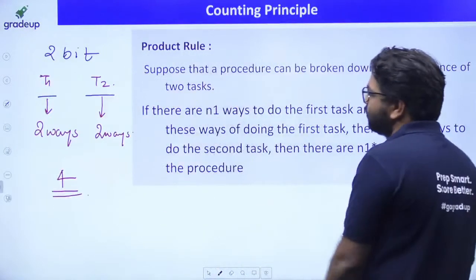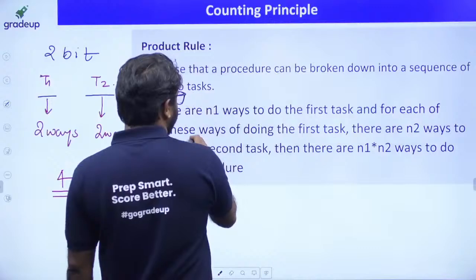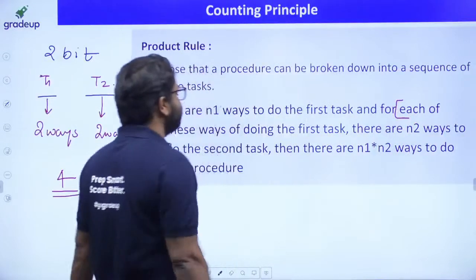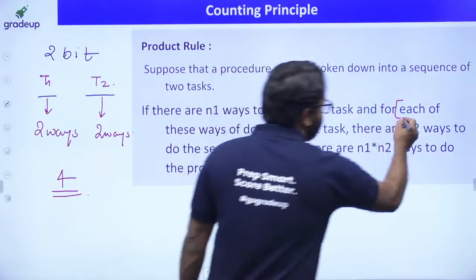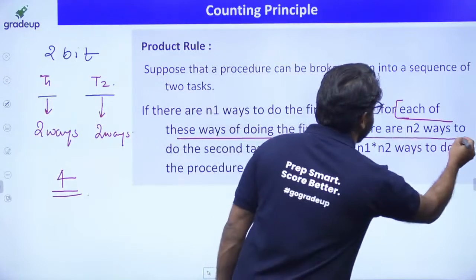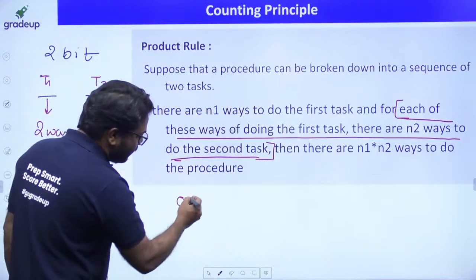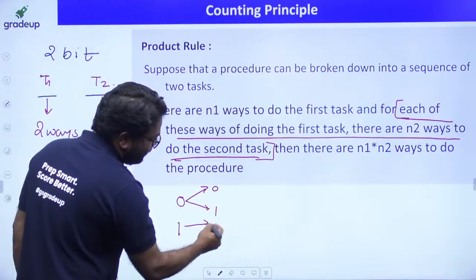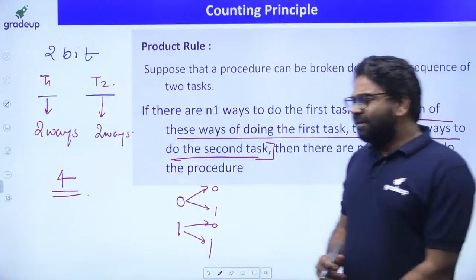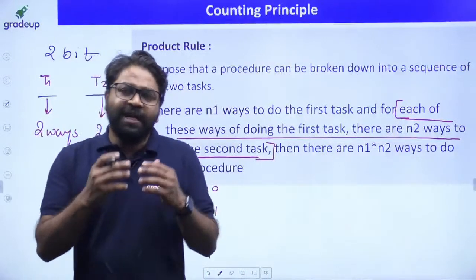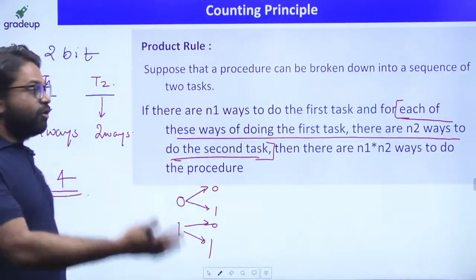Now you can relate it with this particular thing. Okay, and this statement is very important: for each of these ways of doing the first task, there are N2 ways we can do the second task. If you want to understand this line, this is 0, this is 1. For 0, both 0 and 1 happen, and for 1, both 0 and 1 happen. This is a very important concept. If you understand it, it's very simple, but it is very useful to solve many questions.